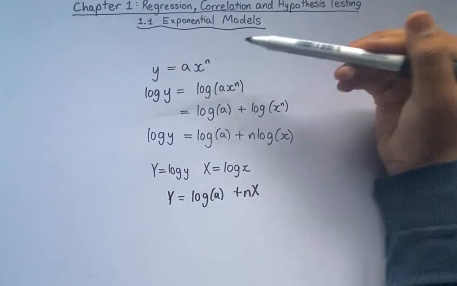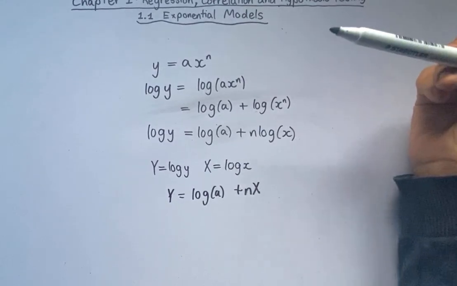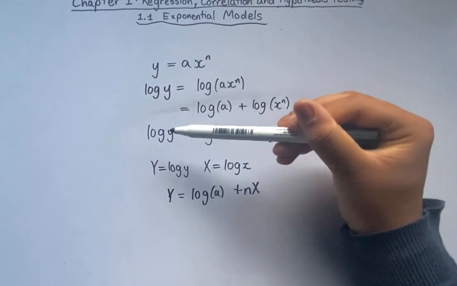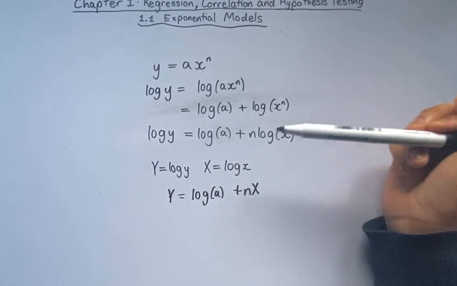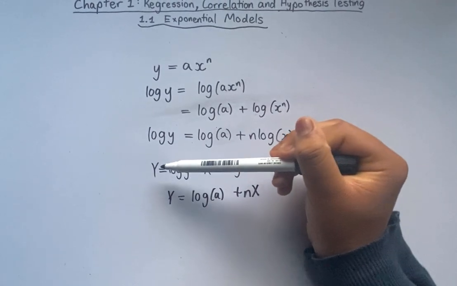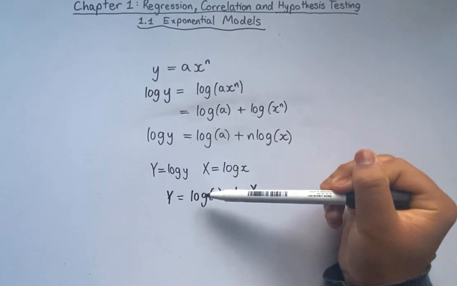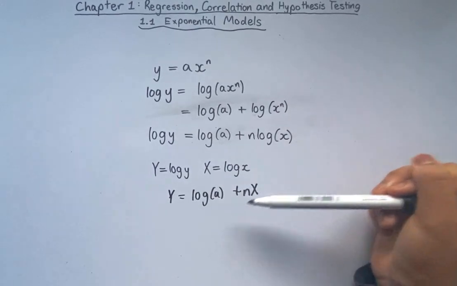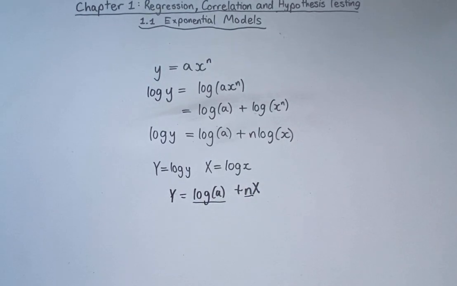If y is equal to ax to the power of n for constants a and n, then taking logs of both sides gives us log y is equal to log a plus n log x. If we use the coding I just said, where y is equal to log y and x is equal to log x, we get y is equal to log a plus nx, and this is just a straight line with a gradient of n and a y-intercept of log a.